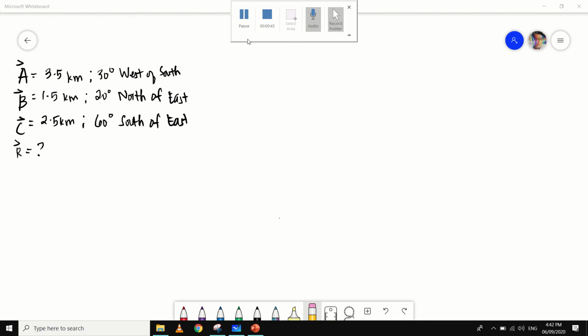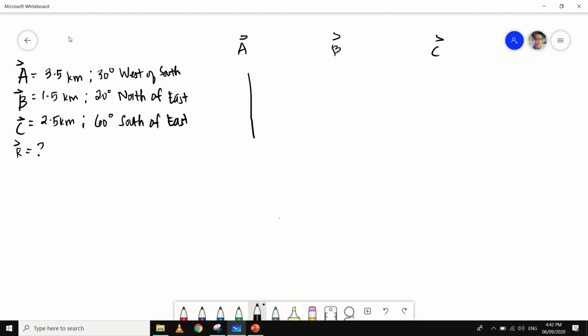You have here three vectors. We're going to add them to get the resultant vector, of course. In my case, what I usually do is to draw them first separately para mas maintindihan ko kung anong itsura niya in terms of standard position. Okay? So you have your three vectors here.